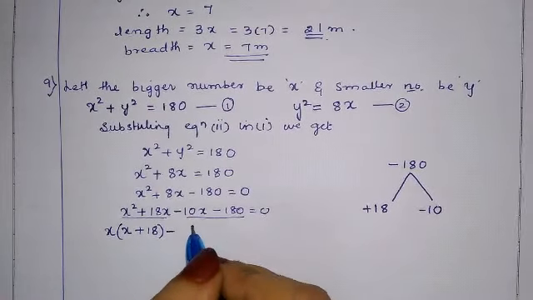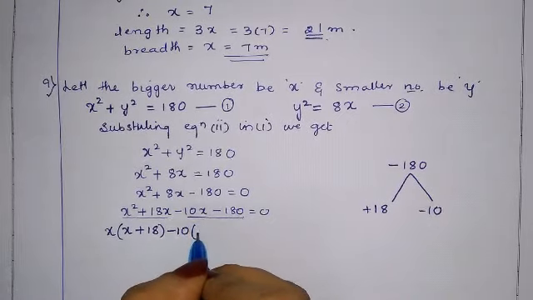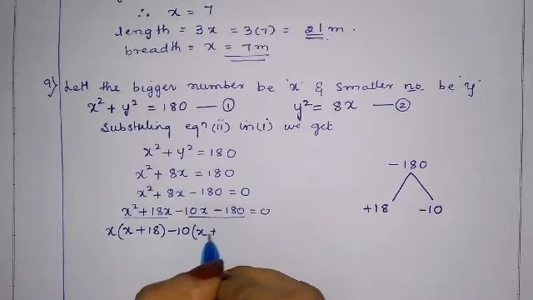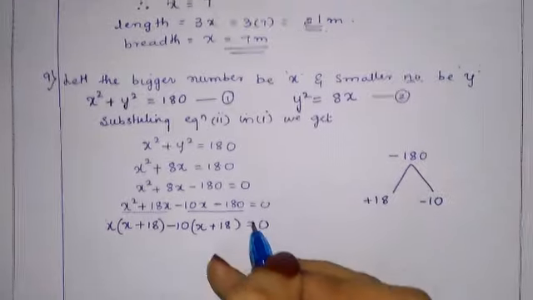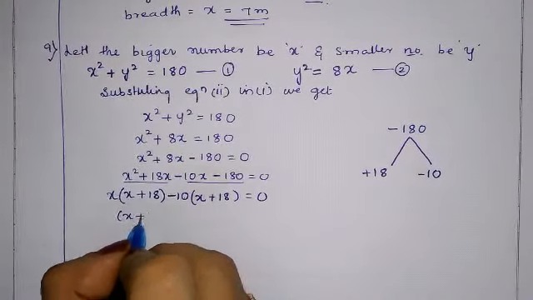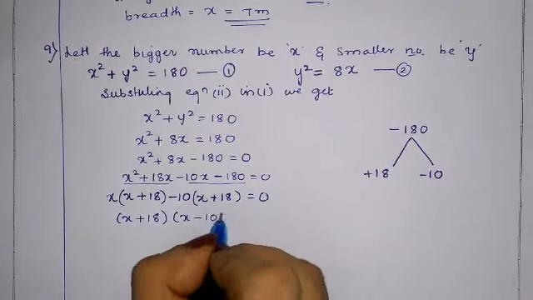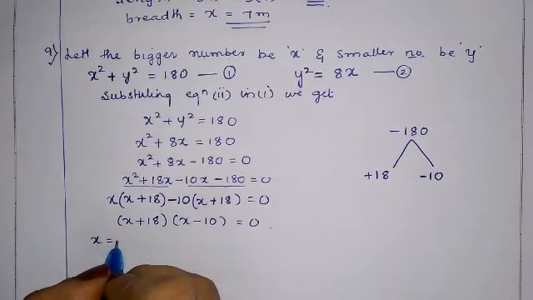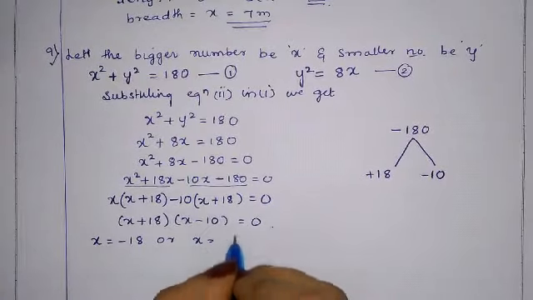And I'll take 10 common. Minus 10 common. If minus is already taken common, only x will remain. Minus taken common, so plus 10 18s are 180. Okay, so here two brackets, we will take one common bracket, 8x plus 18. What is left? x minus 10 equal to 0. x is equal to minus 18, or x is equal to 10.